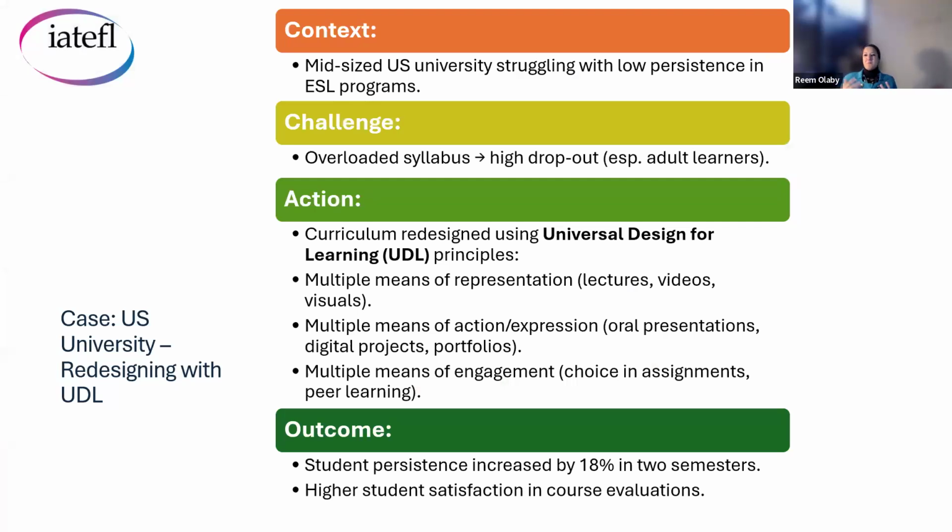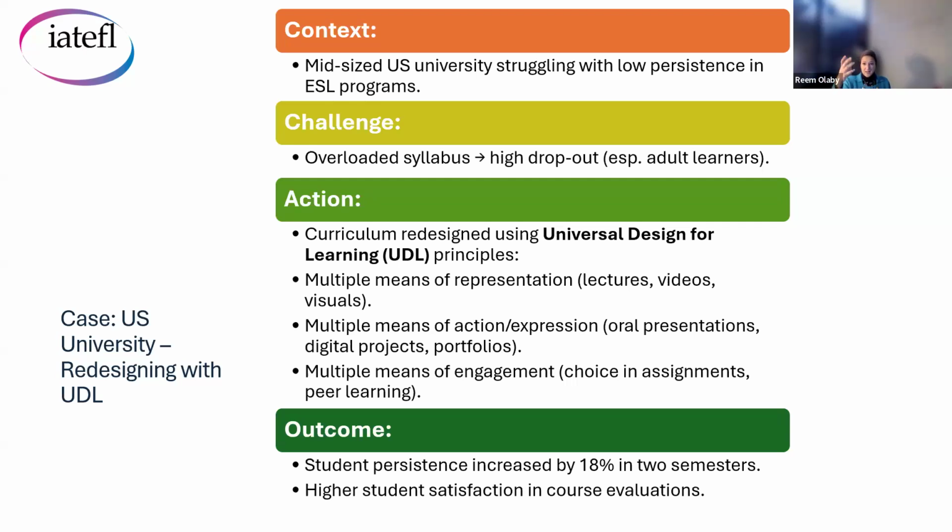Okay, so now that we've talked about barriers that leaders face, let's now look at how change is possible in practice. That's a real case, by the way, from a US university. A mid-sized US university was struggling with low persistence rates in the English as a second language programs. The challenge was an overloaded syllabus, and it hit the adult learners especially hard and led to high dropout rates. So the leadership team decided to redesign the curriculum using the universal design for learning principles.